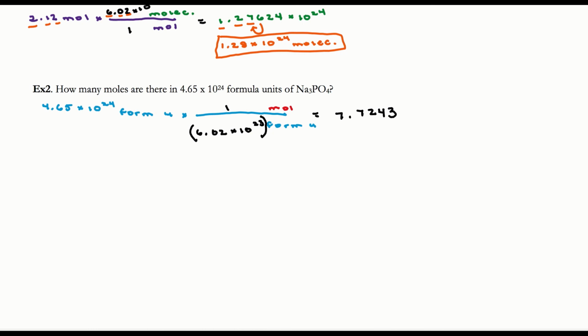Let's figure out sig figs. 4.65 has 1, 2, 3 significant figures. 6.02 has 1, 2, 3 significant figures. So my answer needs 3 sig figs. Okay, and so what I'm going to do is round this. It becomes 7.72, and my units are moles. And that's all there is to it.